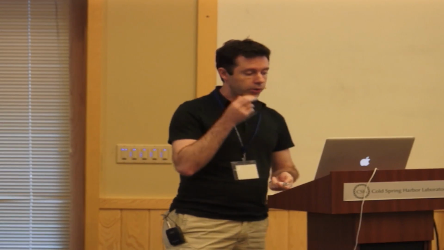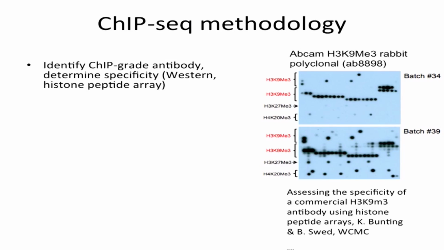So this is what people do when they do ChIP-seq. The first step is to identify an antibody that's ChIP grade and has high specificity. There are multiple ways to do this, typically Western blots, or peptide arrays if you do ChIP-seq for histone modifications. This is a very important step because there is a lot of variability among antibodies. There are batches of antibodies that are good, batches that are bad. The same antibodies sometimes can vary in terms of efficiency.